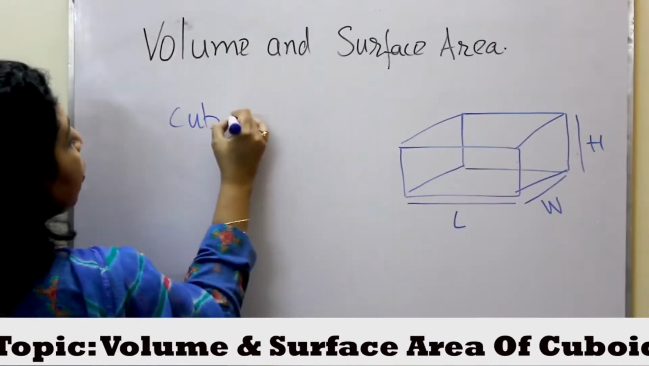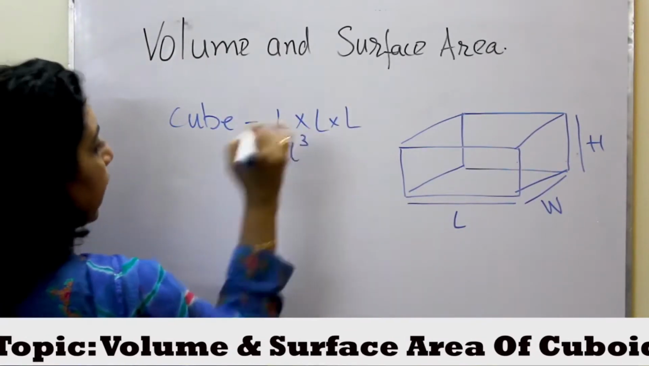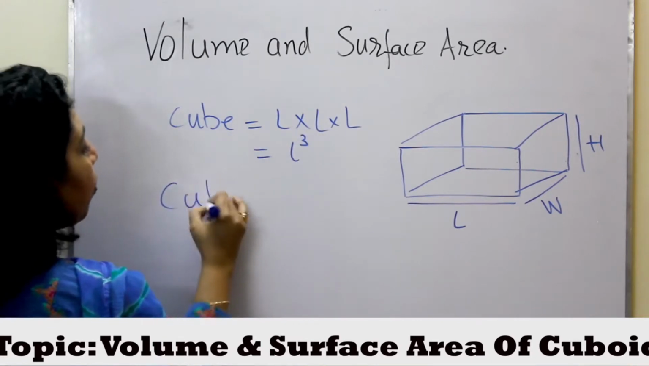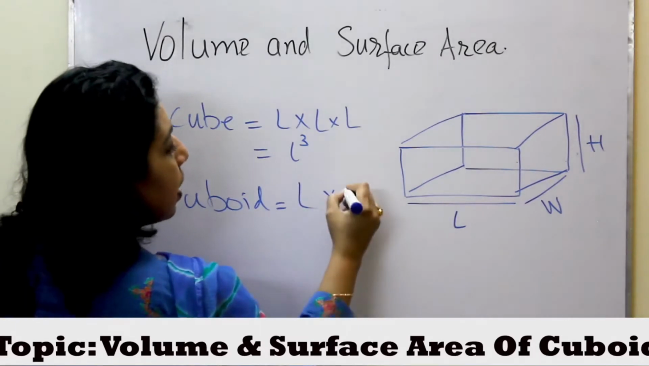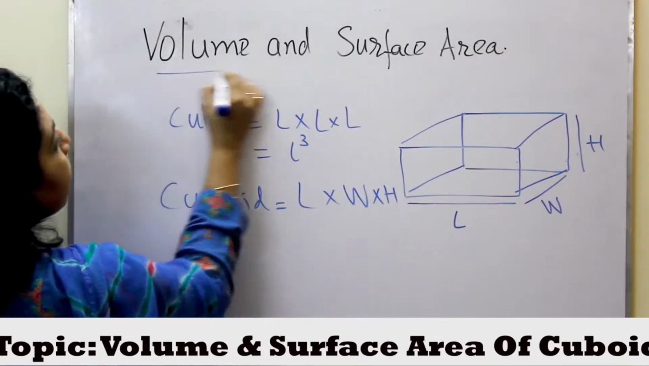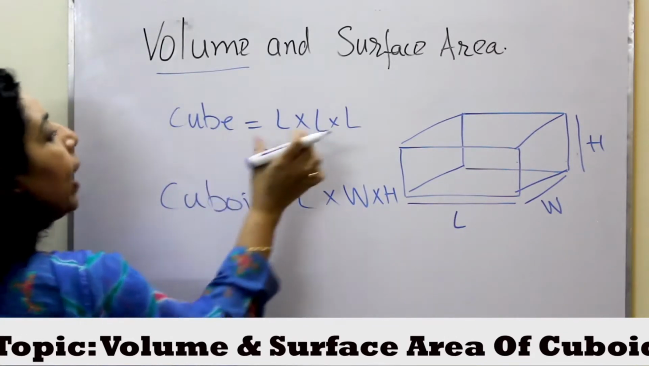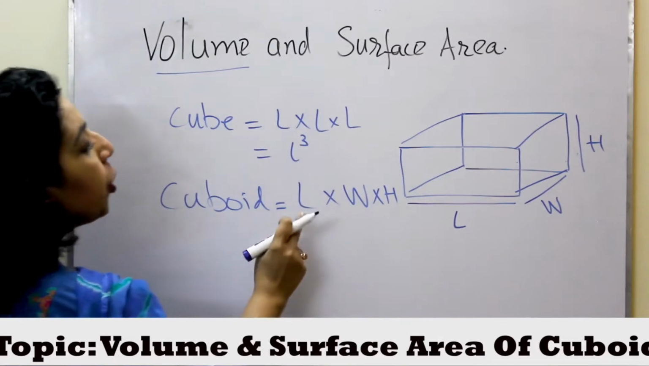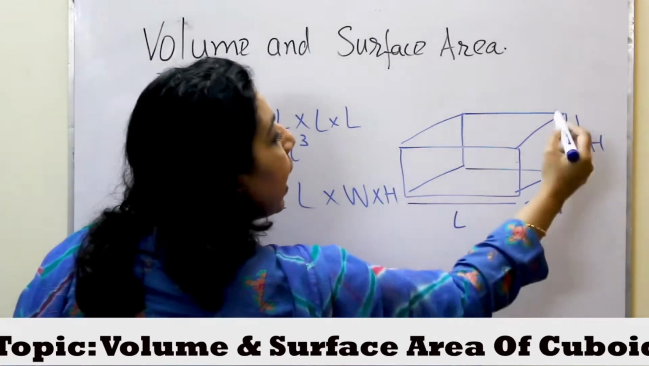The formula for the volume of a cube is L cross L cross L, that is L power 3. But when we take a cuboid, the volume of the cuboid will be L cross W cross H. So basically the difference between the volume of a cube and a cuboid is only that a cube has all three sides the same, but a cuboid has all three sides different: length, width and height.